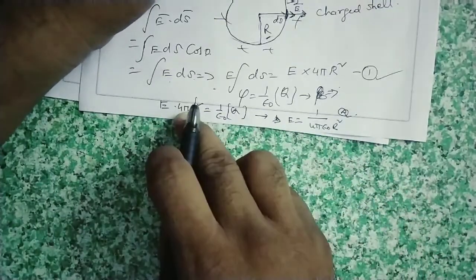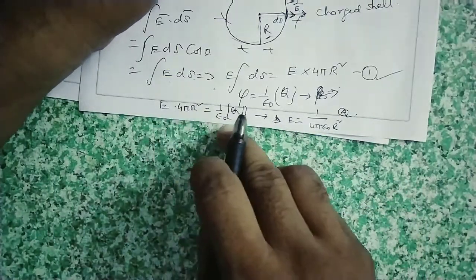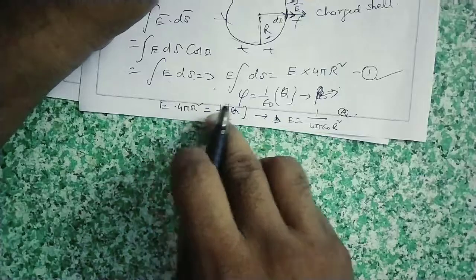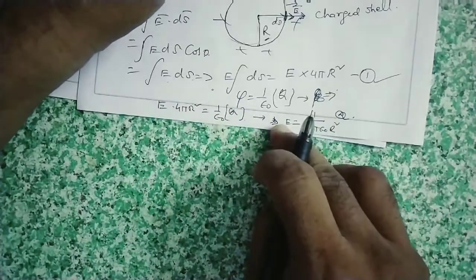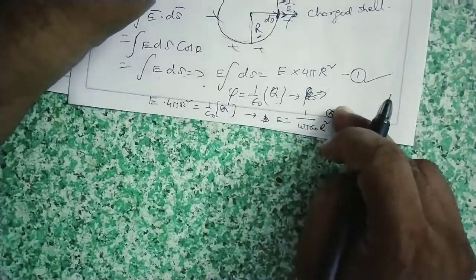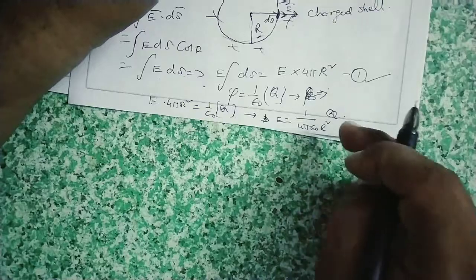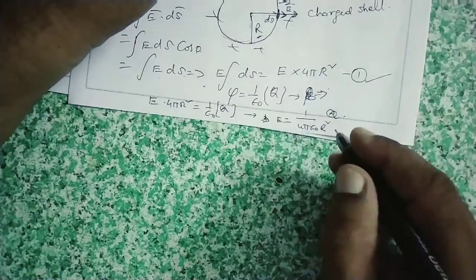So this is the total flux. Geometrically we got this total flux, and by Gauss law, both flux answers we have to equate. Then from that, E is equal to 1 by 4 pi epsilon 0 Q by R square. This is the expression for electric field intensity on the surface.